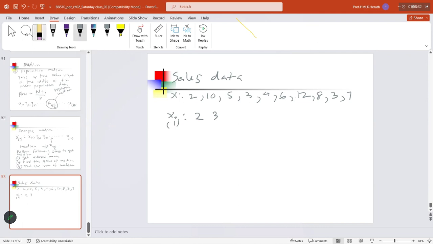We have two 3s. Then we have 4, then 5, 6, 7, 8, 10, 12. That is 1, 2, 3, 4, 5, 6, 7, 8, 9, 10. Okay, now we have 10 data points. Here the sample size is n equals 10. So now we have completed the first step. In the second step, we find the place of the median.